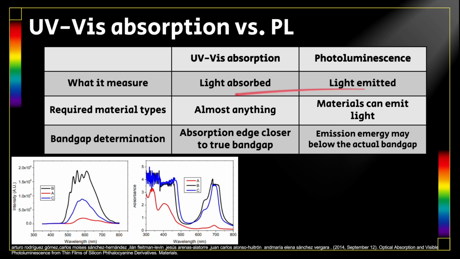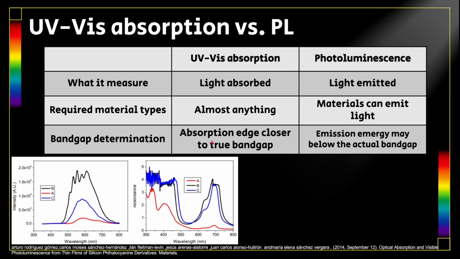In terms of material type, UV-Vis absorption can measure almost any material, but PL can only measure materials that can emit light. Previously I said that metals cannot be measured by PL. How about absorption? Metal cannot be measured by UV-Vis absorption either, but it can be measured using another technique called atomic absorption. The third part is band gap determination. PL energy is often slightly lower than the true band gap due to non-radiative losses.